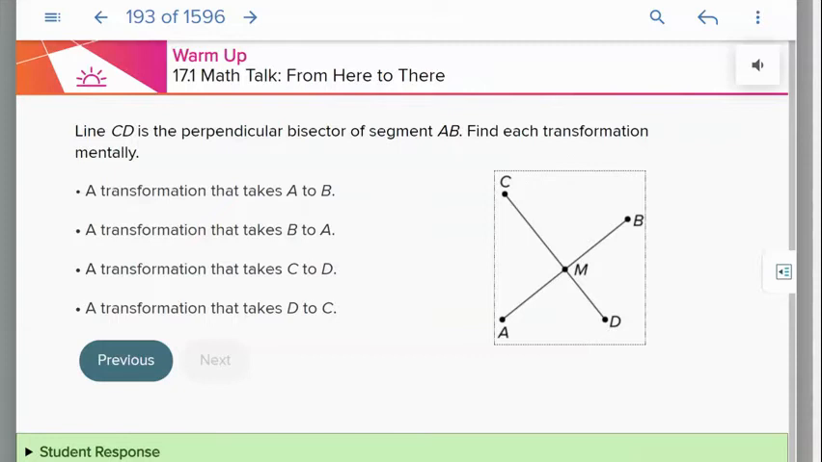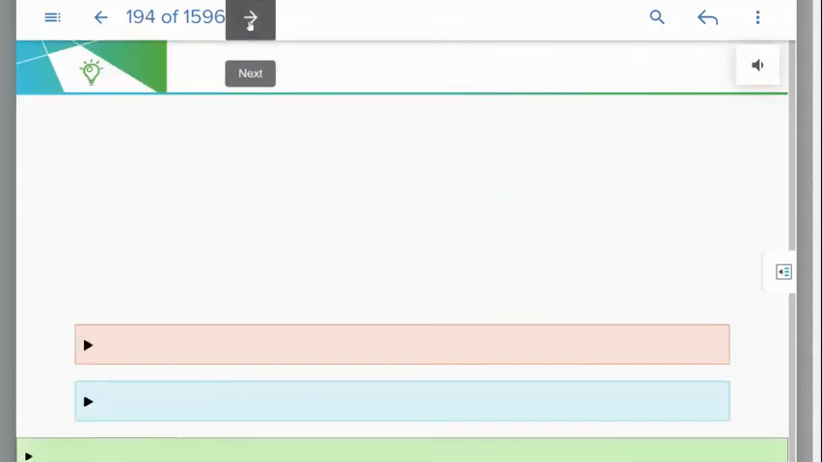So if you translate point D along D to C, right, up and to the left until you get to C, yeah, that would work. But the other two wouldn't work. Rotation, reflection won't work because the distance, again, from C to M and M to D are not the same. Okay, so that's something to note.